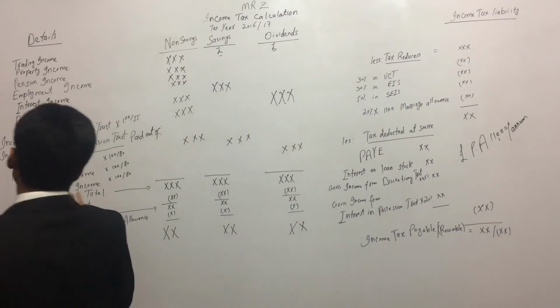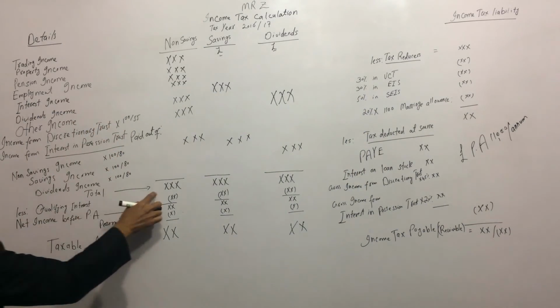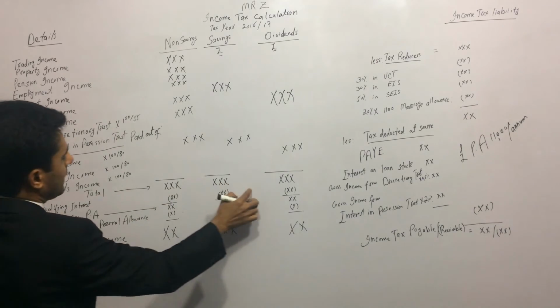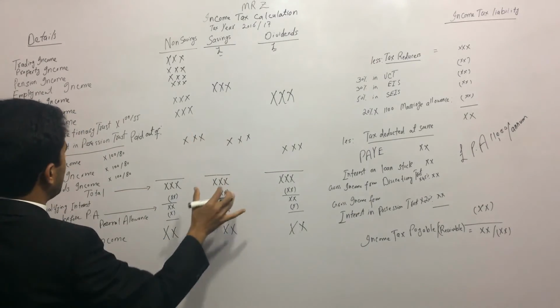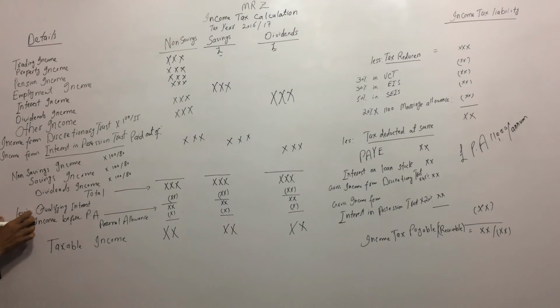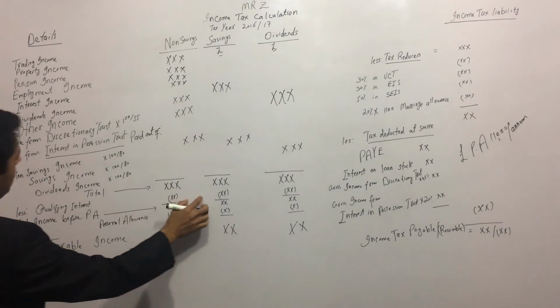Now, what we do after that is total all of this amount. So that is the total. I have already done it. That is the total of this amount, so that will be our total income. What we need to do is deduct the qualifying interest from here.